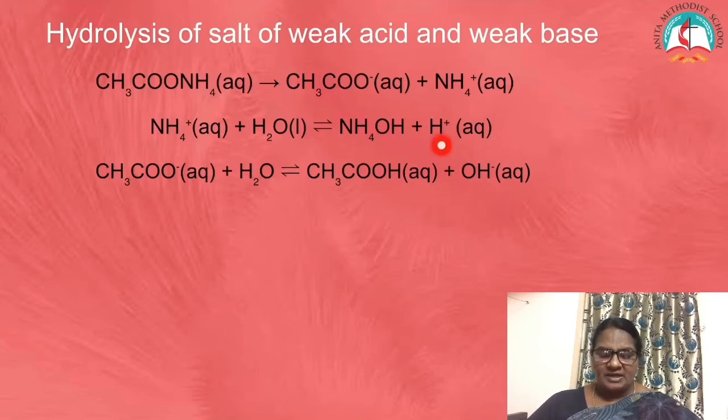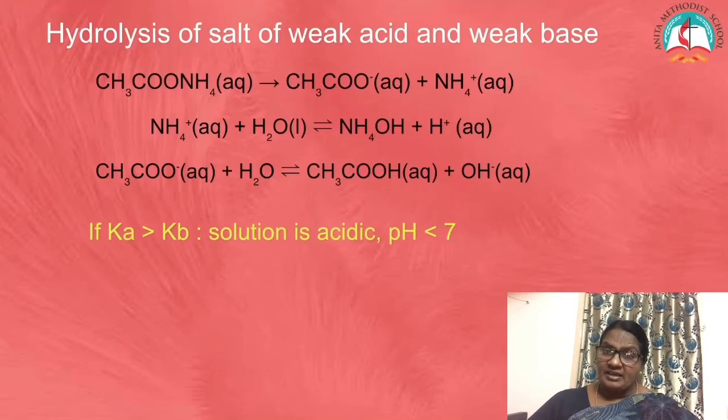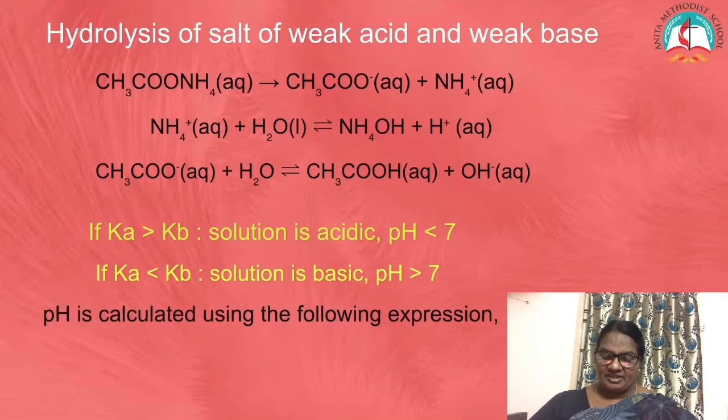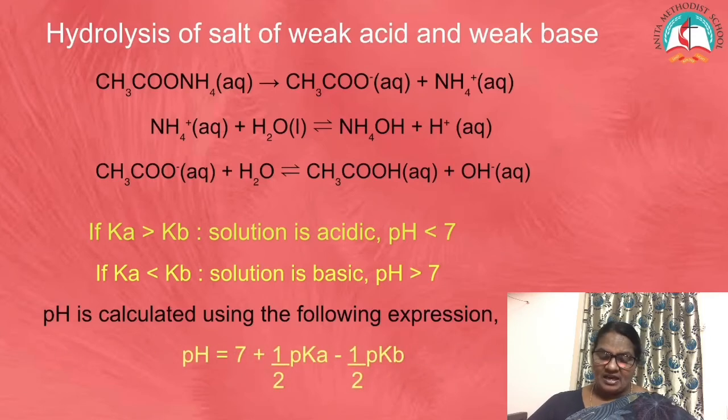Now, this H plus and this OH minus is decided by whether it is from the weak acid or from the strong acid, or weak base or strong base. So, here if Ka is greater than Kb, the solution is acidic. If it is less than Kb, then the solution is basic. pH of such solutions is calculated from the expression 7 plus half pKa minus half pKb.